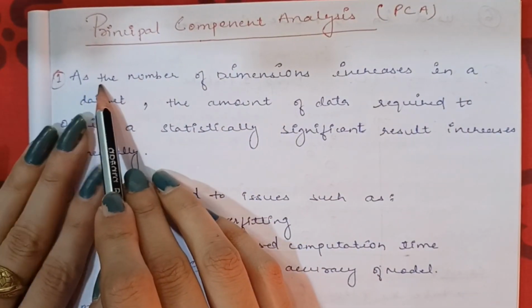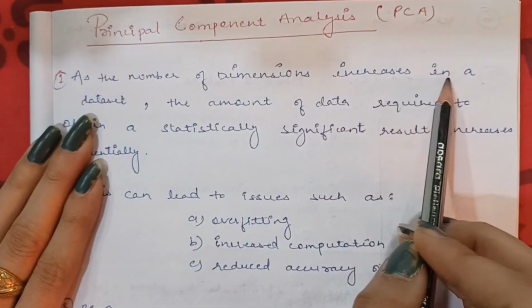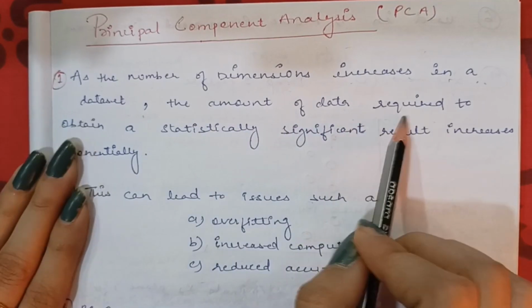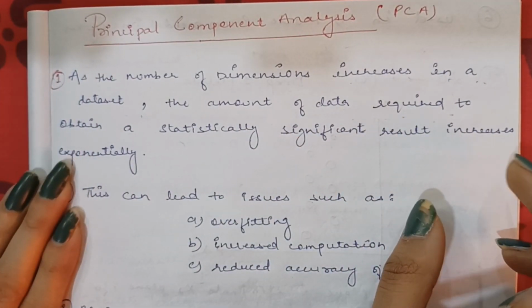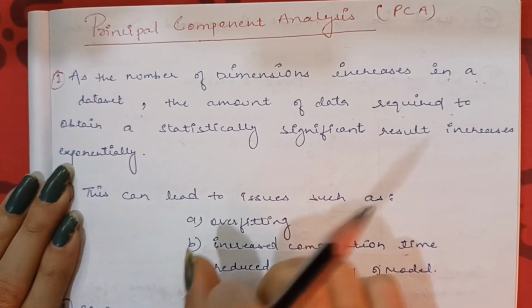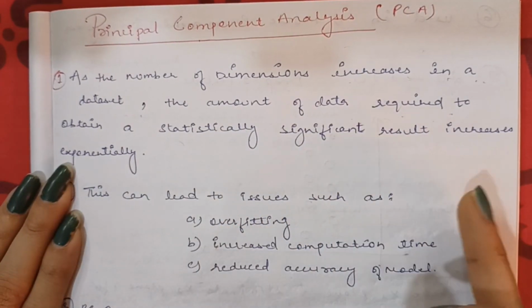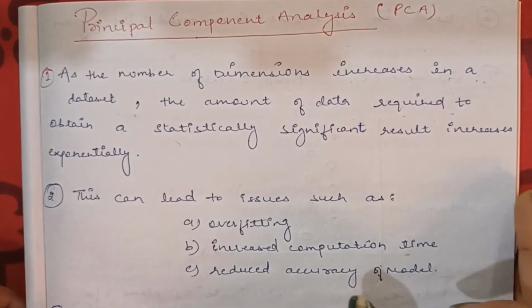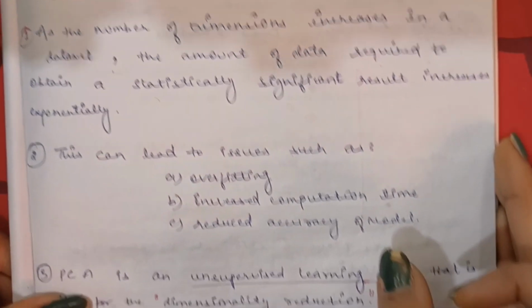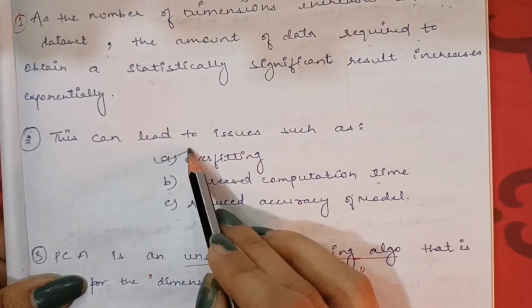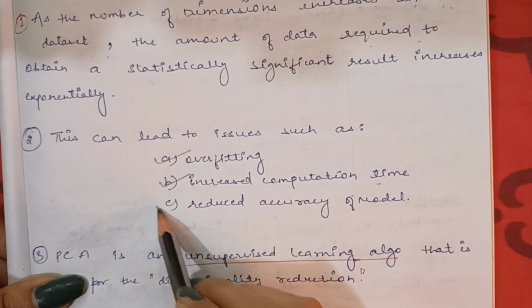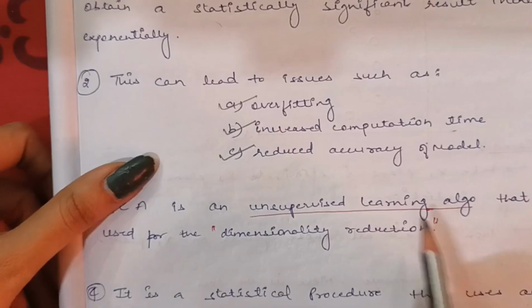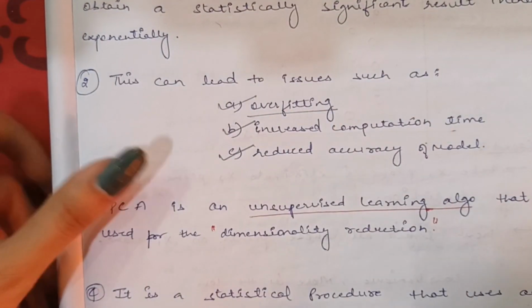So as I have written here, as the number of dimensions increases in a data set, the amount of data required to obtain a statistically significant result increases exponentially. So now the increment in the dimensions may lead to some issues. They can be like overfitting, increased computational time, and reduced accuracy of model. Let us look at the problem of overfitting.